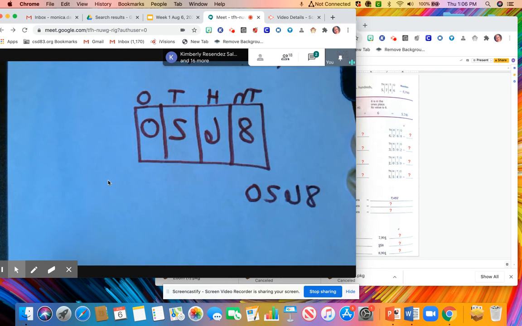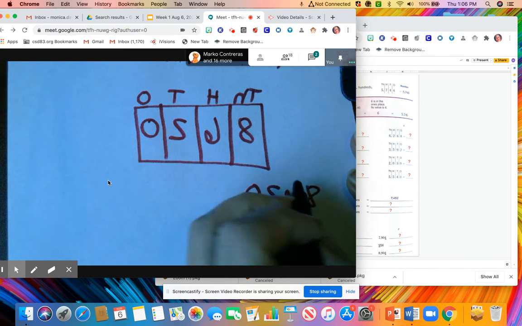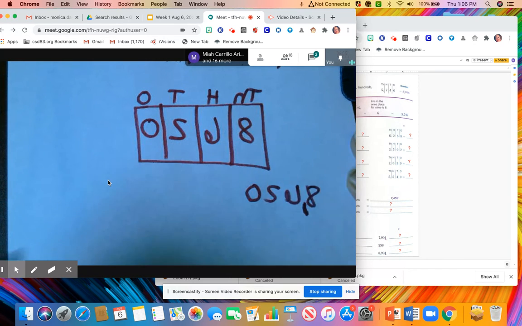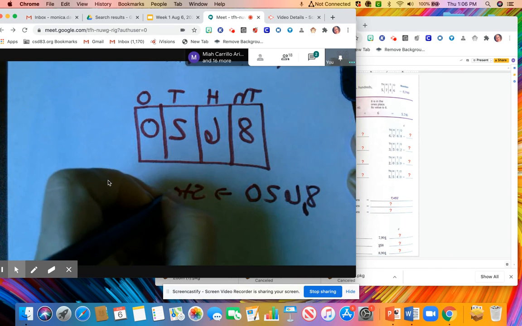And then I'm going to count over 3, starting with the far right. 1, 2, 3. And I'm going to put my comma right there. So there is my standard form.